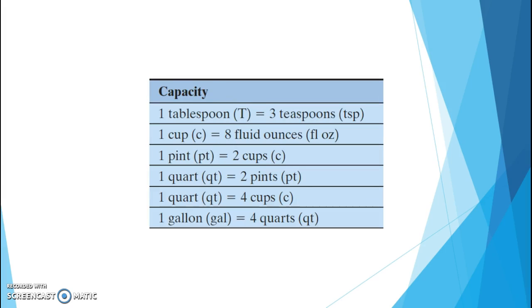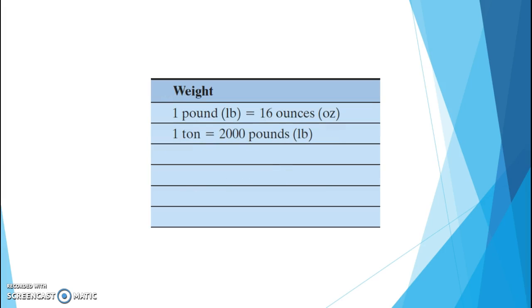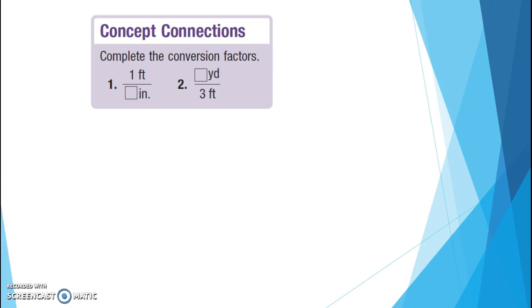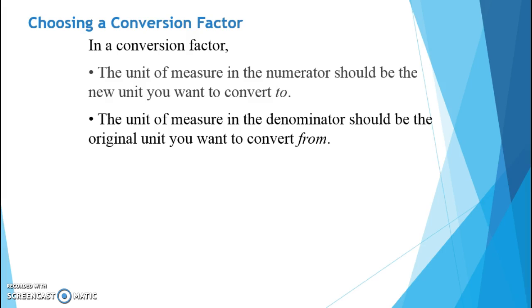Then we get into capacity. So when we talk about capacity, what we're talking about here is volume. So how much liquid or how much stuff will fit into something. So these are the different conversions for capacity that we use. This is what we typically use when we're cooking. Then we've got weight. So when we talk about weight, we're talking about how much something actually weighs. Then we're going to be looking at the conversion factors to actually be able to go back and forth between. So that's where you're going to want to be able to go back and refer to that chart.